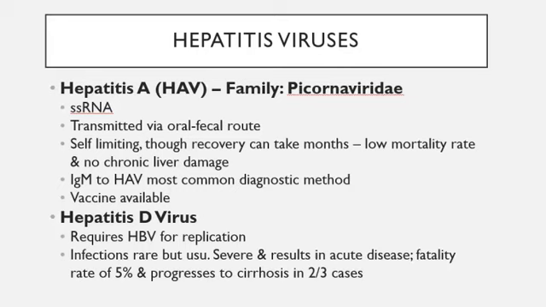Hepatitis D virus requires hepatitis B virus for replication. Infections are rare, but usually severe and result in acute disease. Sometimes the fatality rate is about 5%, and it progresses to cirrhosis in about 2/3 of cases.